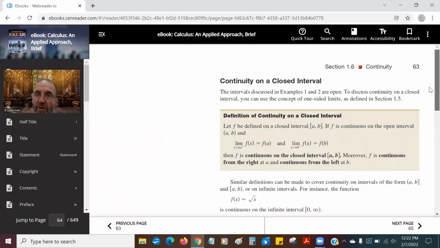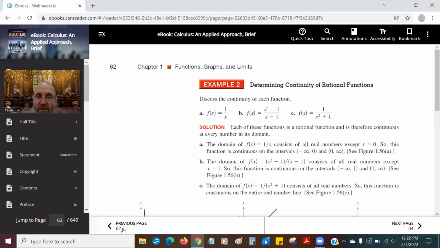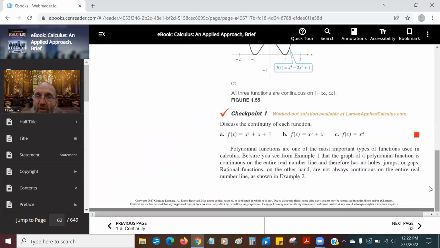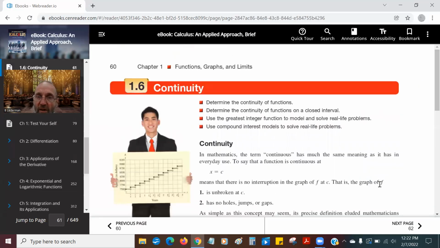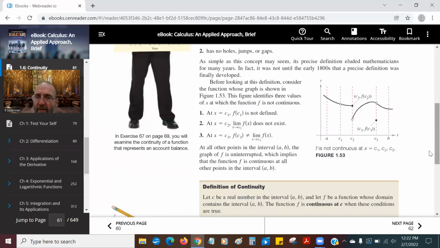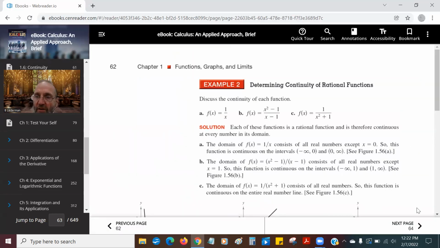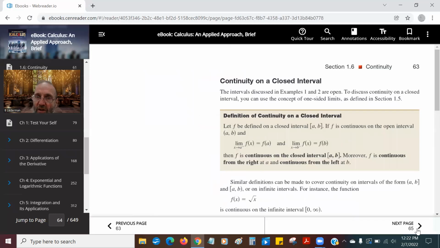Now, normally continuity, we define it on an open interval. For example, I believe that was part of our definition. Let's go back and look at that. And you see, we defined it on an open interval. (a, b) was open. Now we're going to extend that to include the endpoints of the open interval. That's what I mean by closed interval. A closed interval is just an open interval with endpoints on it.